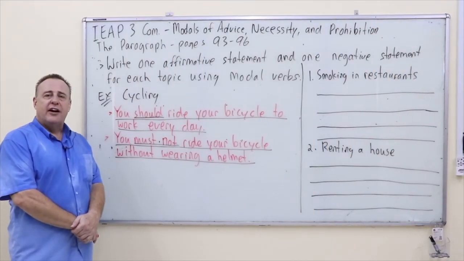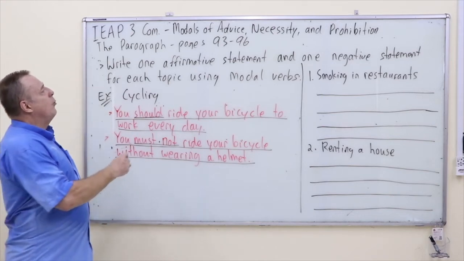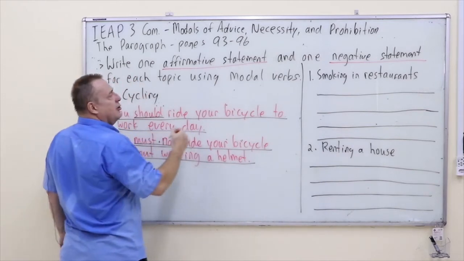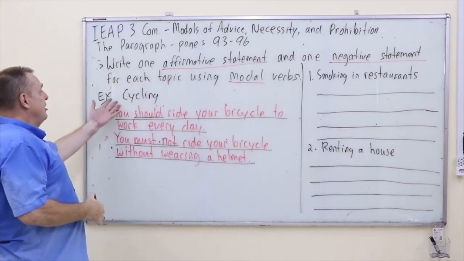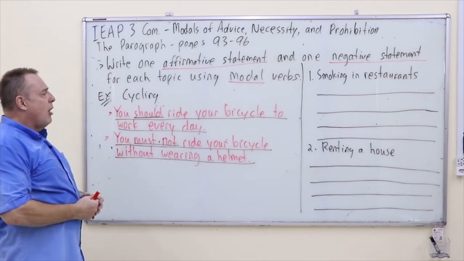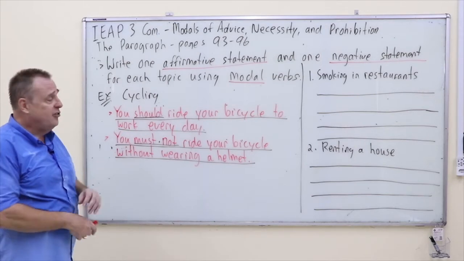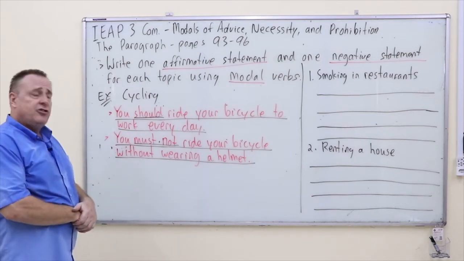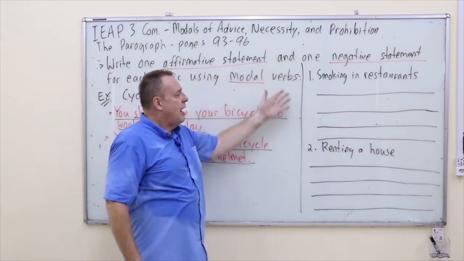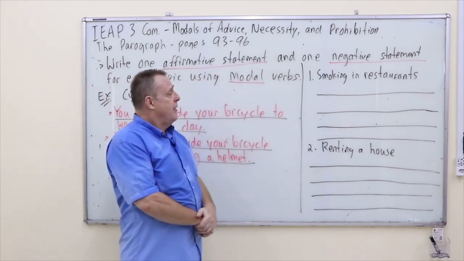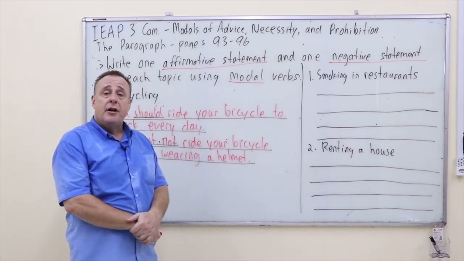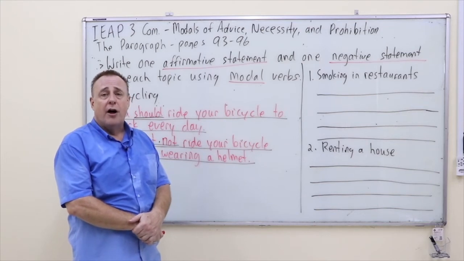Okay, let's do our last exercise for today. What I want you to do is write one affirmative statement and one negative statement for each topic using modal verbs. Okay, let's look at the example. So here we have the topic cycling. So we could say something like, you should ride your bicycle to work every day. That would be advice. Or, you must not ride your bicycle without wearing a helmet. Okay? So what I'd like you to do now is have a look at these two topics. We have one, smoking in restaurants, and another, renting a house. So for each one, write one affirmative statement and one negative statement using modal verbs.